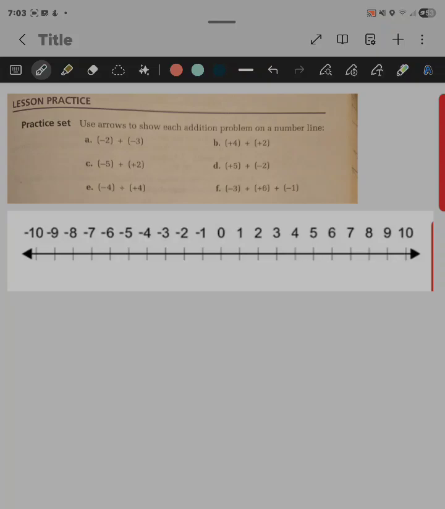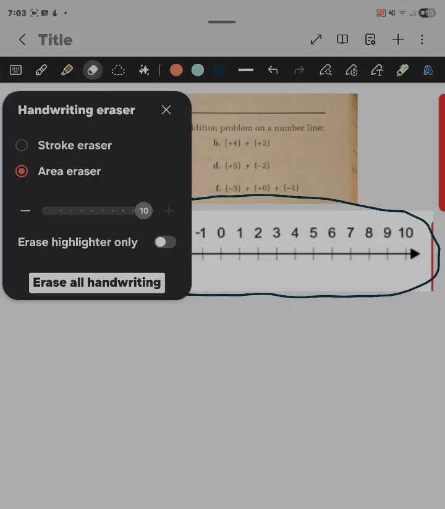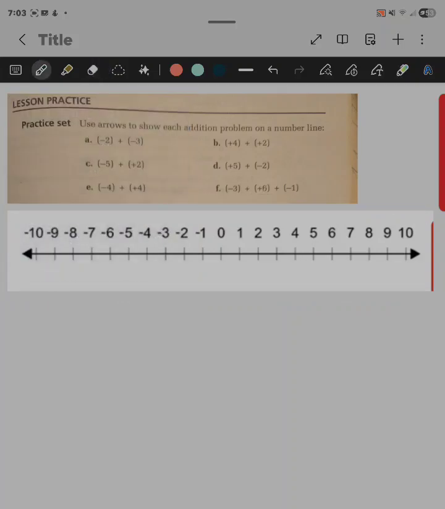And so you see on the screen, I have added a number line down here on the bottom so that we can use that number line to kind of see where we're at, and we can use that to solve each addition problem on a number line. All right, let me erase that real quick. All right, so let's take them one at a time.